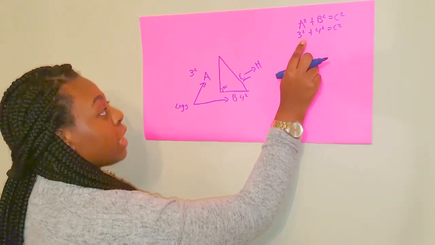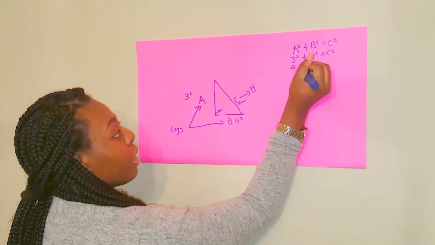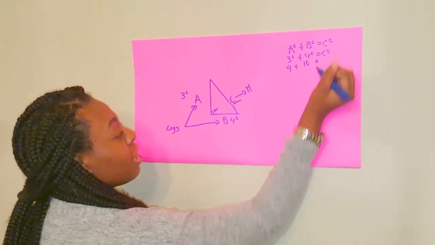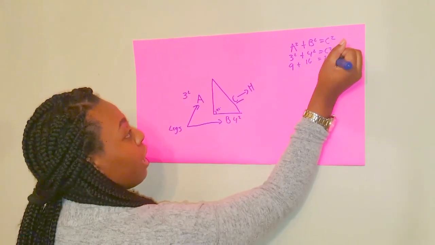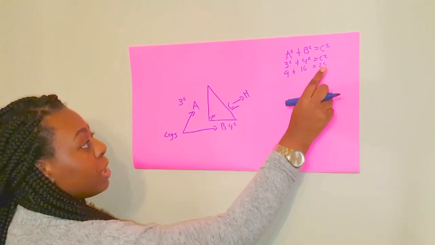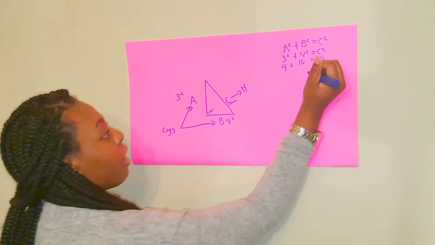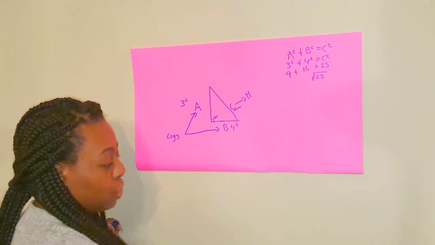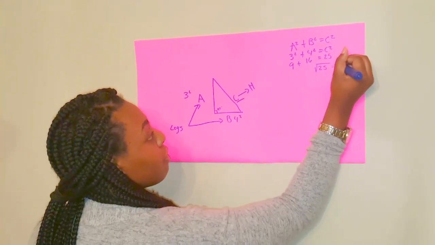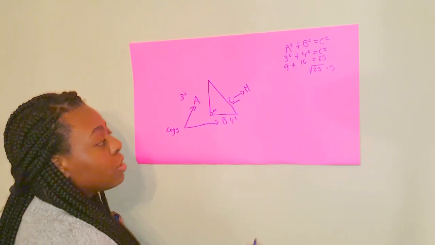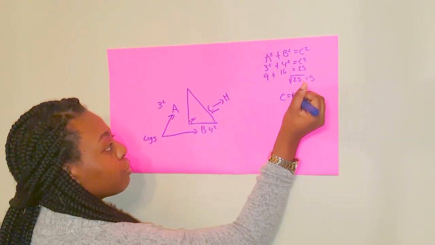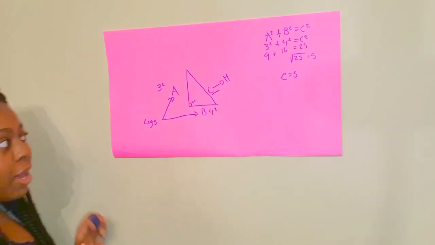So now we would do 3 times 3, and that equals 9, plus 4 times 4, and that equals 16, equals 25, okay? Now once we get that, we would do the square root of 25. The square root of 25 is equal to 5, okay? So now we know what C squared is. C is equal to 5, okay?